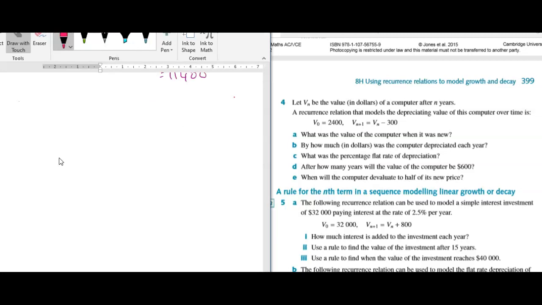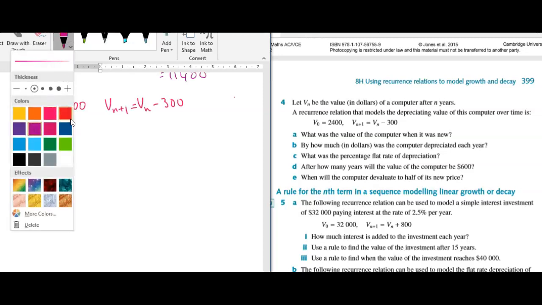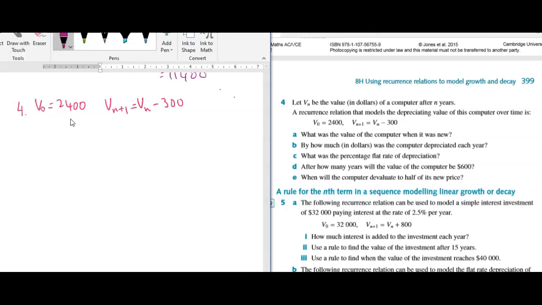Okay, so question 4. Let Vn be the value in dollars of a computer. A recurrence relation. So we've got V0 equals 2,400, Vn plus 1 equals Vn minus 300. So basically, when I look at that, the computer is worth 2,400 and it's depreciating by $300 each year.